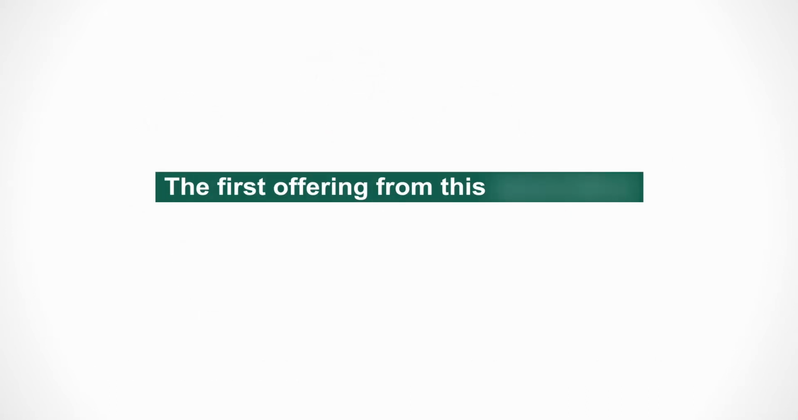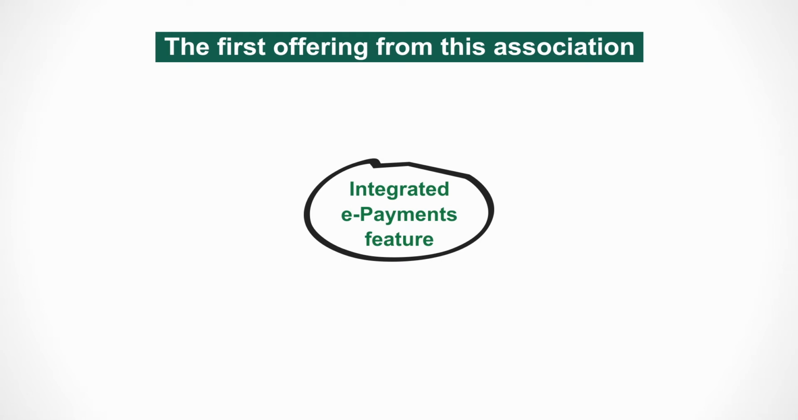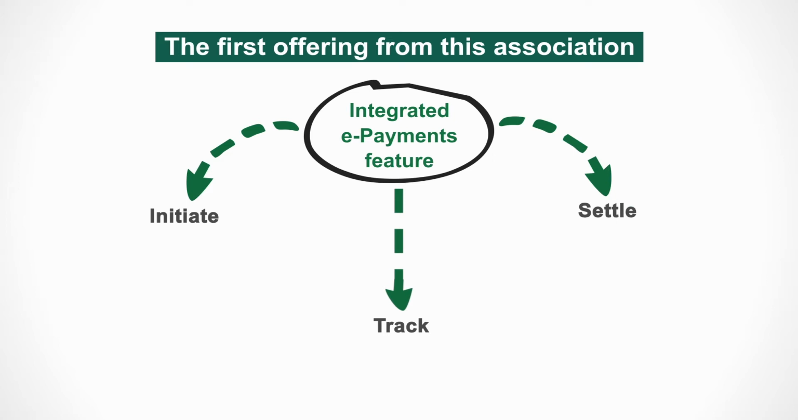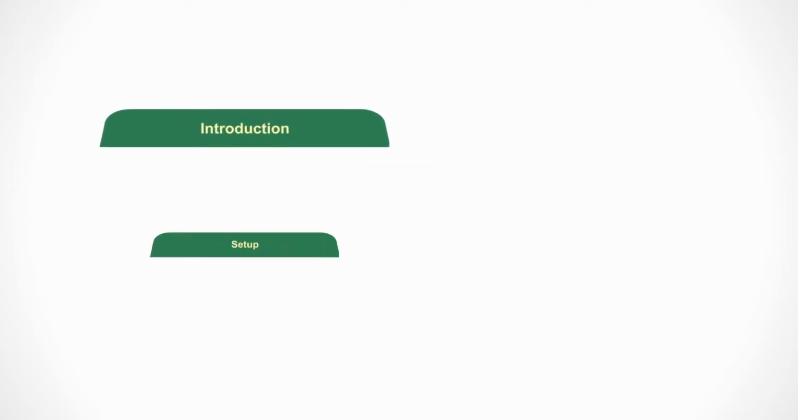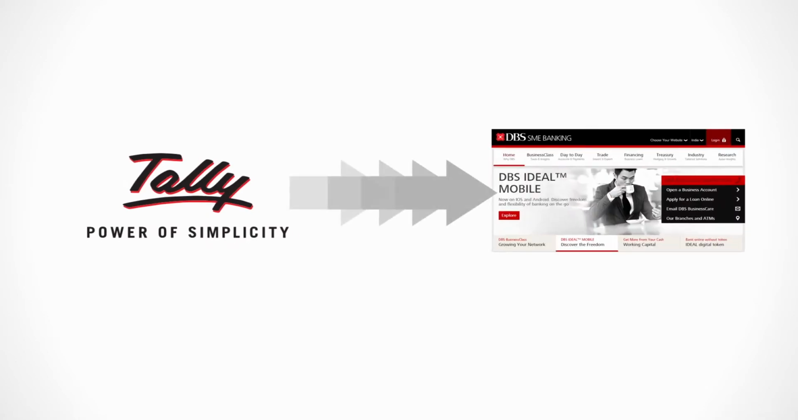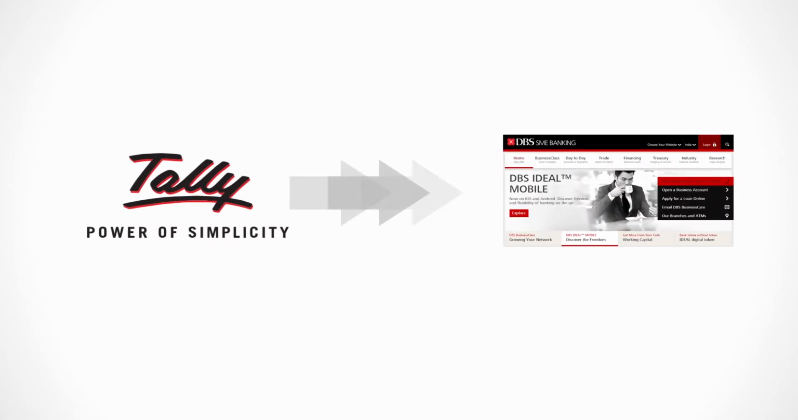The first offering from this association is the Integrated E-Payments feature, which will enable you to initiate, track, and settle payments securely through Tally ERP 9. In the following modules, we will understand the e-payment process and how to send e-payments from the Tally platform to DBS's internet banking platform, IDEAL, for processing.